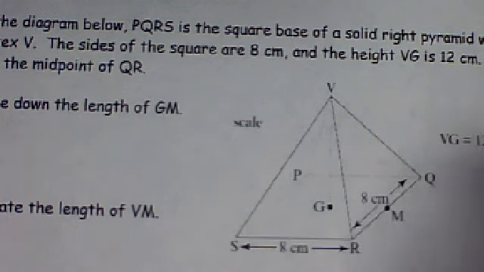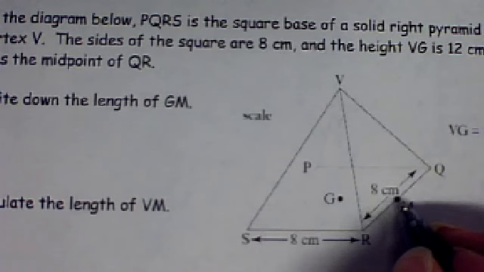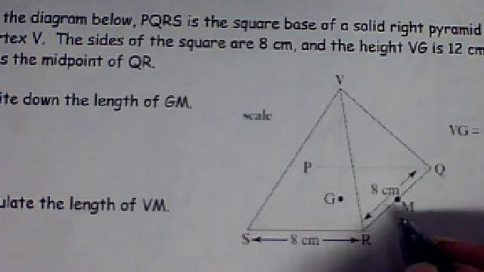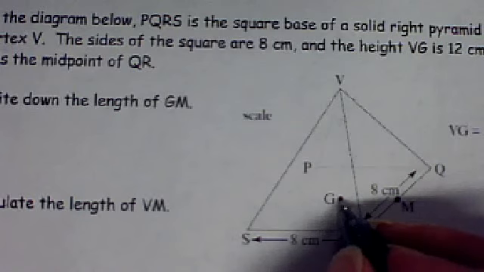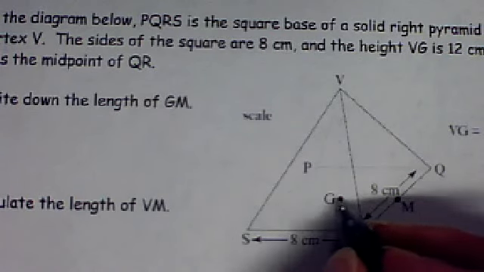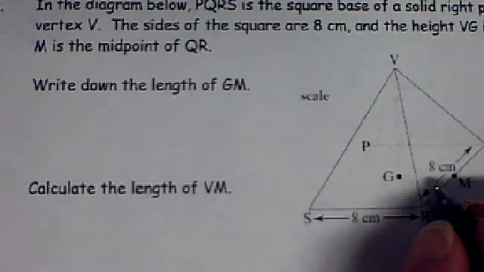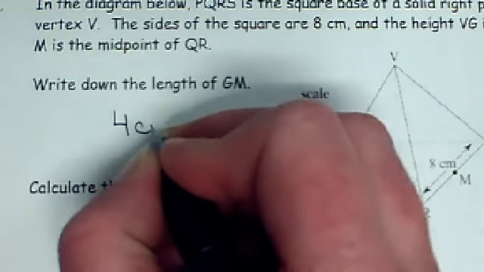Okay, so good. We got all the information. They've drawn us a picture. Awesome. Write down the length of GM. Remember, when they say write down, they don't expect you to have to do any kind of calculation. If G is in the center of the square, and we're going across here to M, how long has it got to be? Well, it's half of the way, and this whole length is 8, so 4 centimeters.